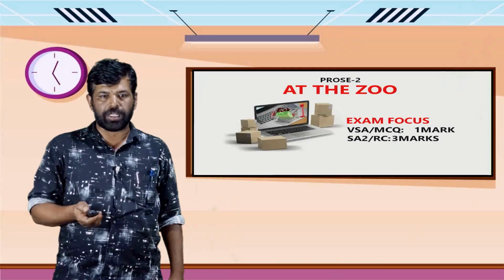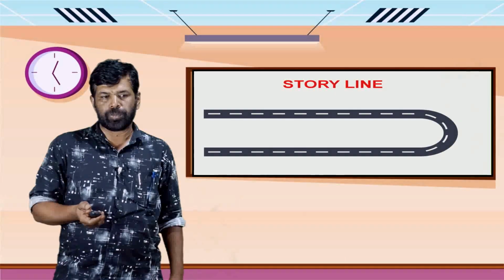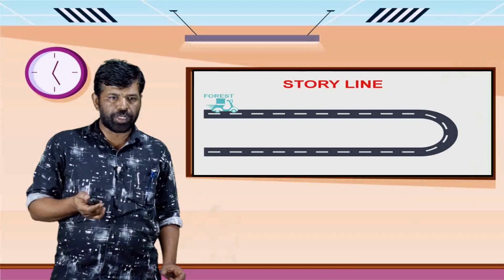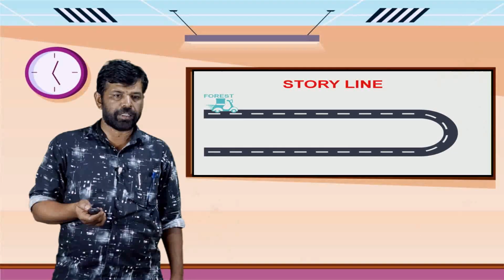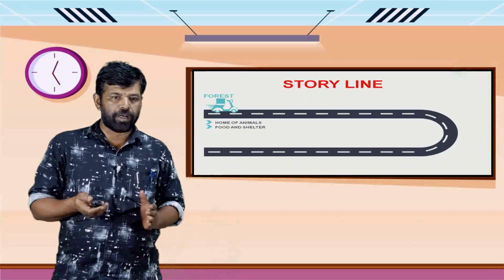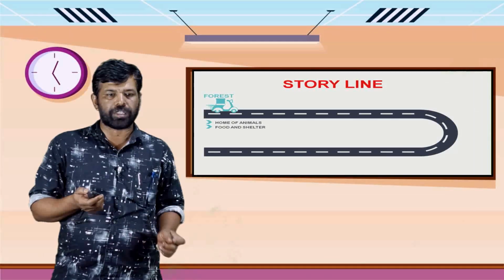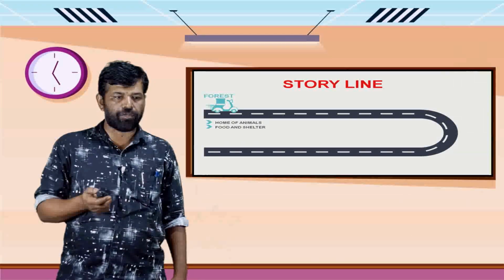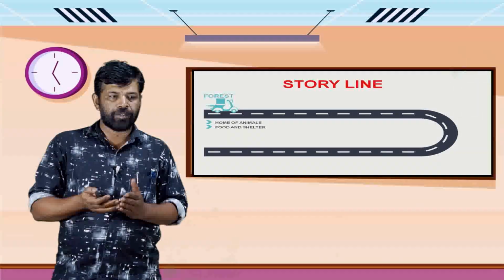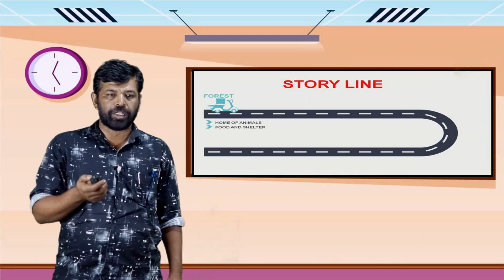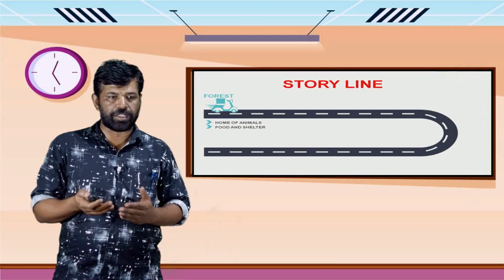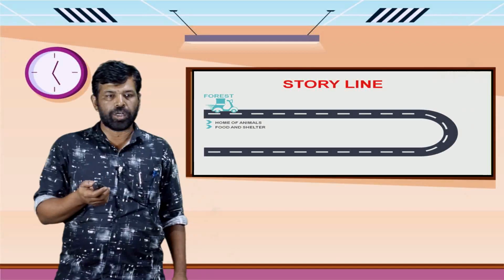Let's move on to the lesson at the zoo. Coming to the storyline part, the student needs to understand the importance of forest, why forests are important, which is the home of animals. Many other creatures are depending on forest for food and shelter. It is the abode of many animals, and even man is dependent on forest for many needs and requirements of his. Even human beings are also dependent on forest.